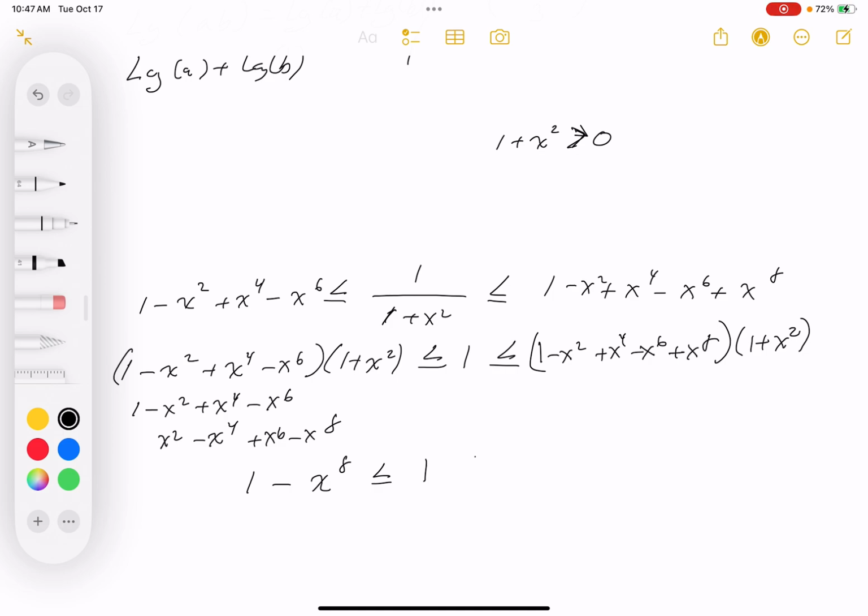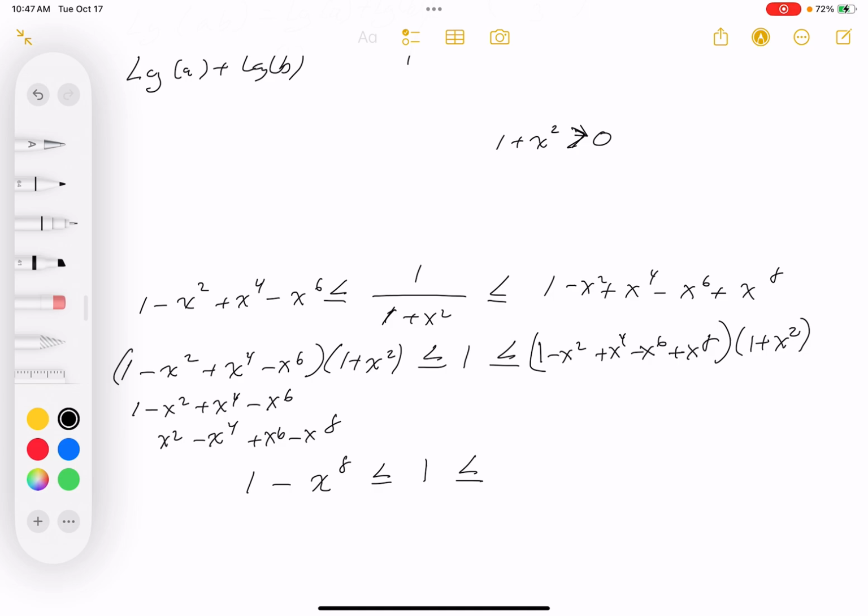And this is 1. I want to check it. And you certainly get 1 minus x squared plus x4 minus x6. Then you get x squared minus x4, x6 minus x8. The x squared disappears, the x4 disappears, the x6 disappears. Yeah, that looks pretty good.